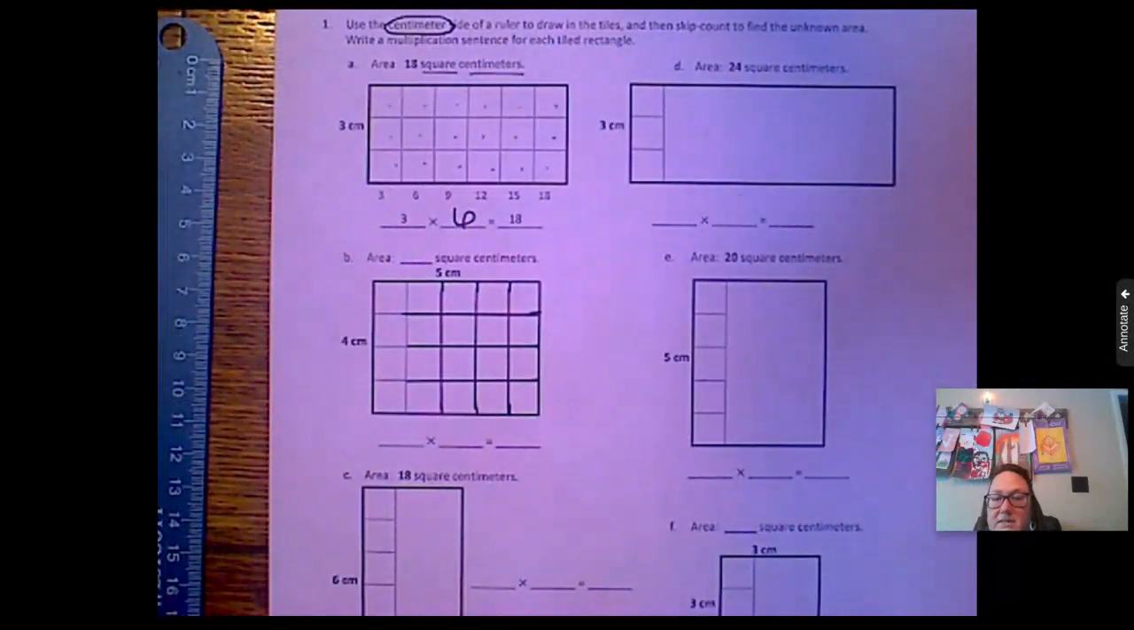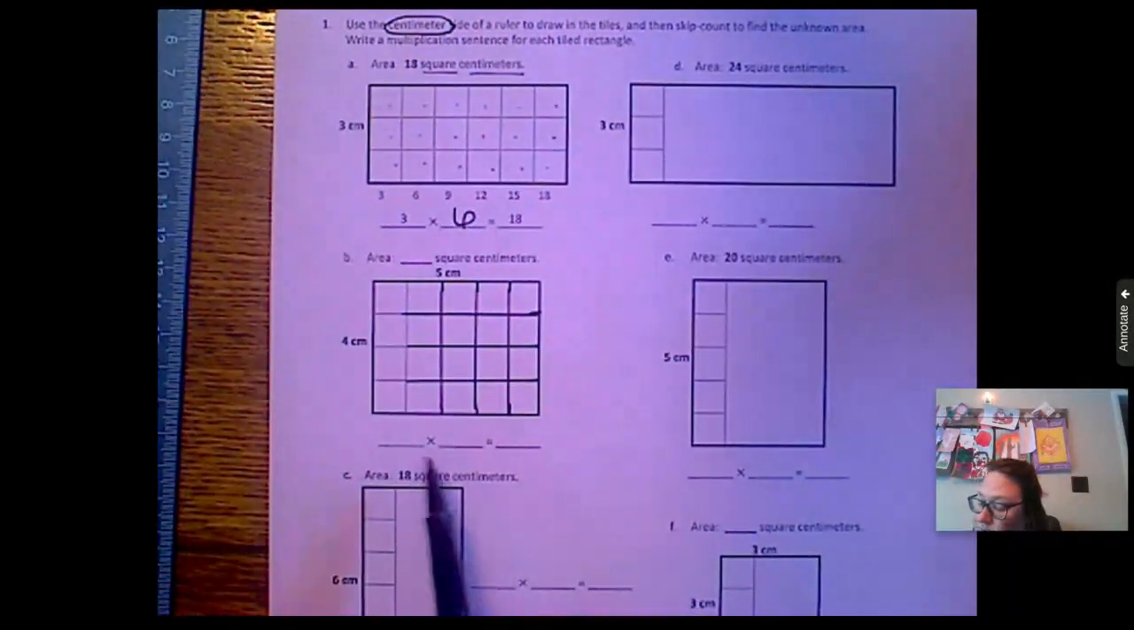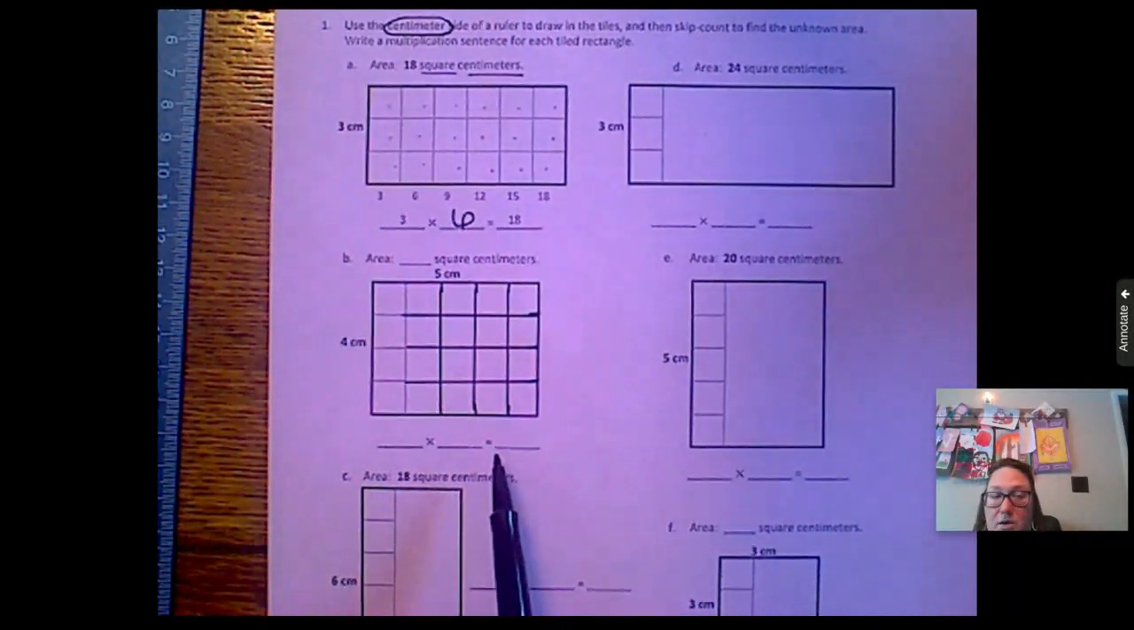So there's what mine looks like, and yours should really look the same, right? Because we measured. If you need to pause it so you can finish that up, you can certainly do that. Okay. And let's see here. So we want to fill in the blanks for the side lengths.